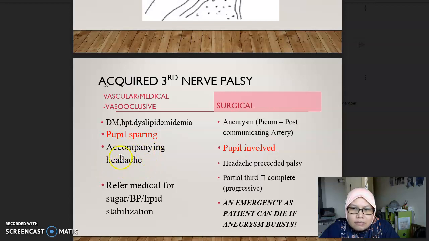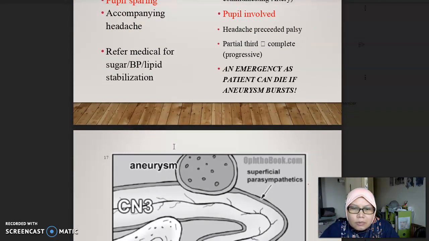This headache, it depends. Sometimes both can have headache. So what you have to do in a medical third nerve palsy is stabilize the patient's medical condition. But how are you going to distinguish whether it's medical or surgical? The main factor is the pupillary involvement. Okay, I will explain why.